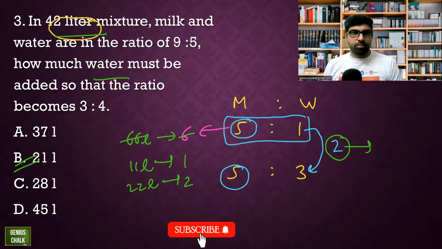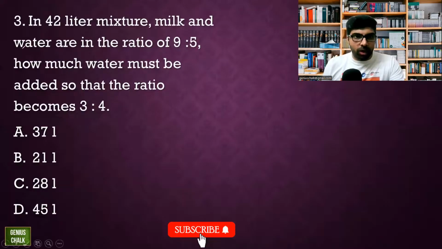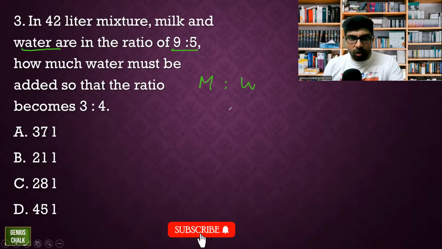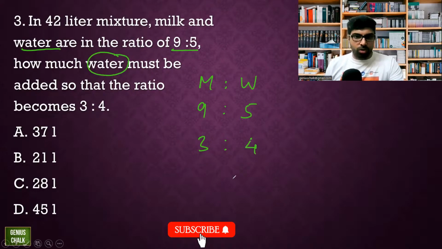Next. In a 42 liter mixture, milk and water again are in the ratio 9:5. So milk and water, what is the ratio? 9:5. And now after adding some water, the new ratio becomes 3:4. But in this case, if you are checking the milk, it is not the same. It is 9, it is 3.